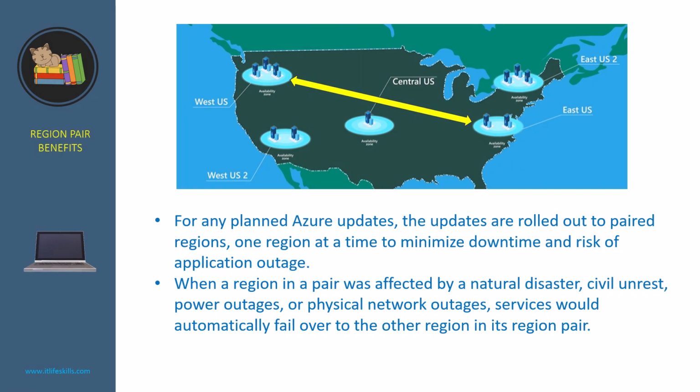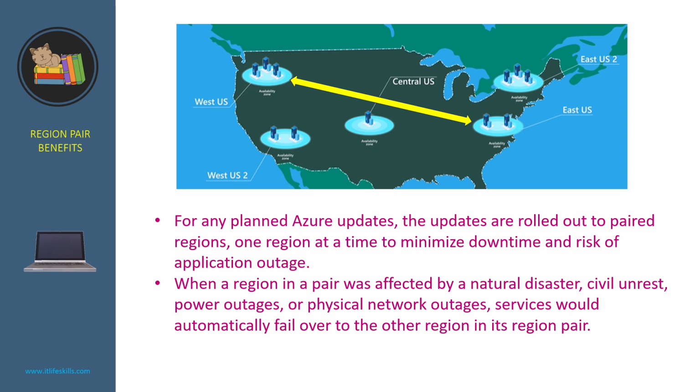Here are the two main benefits of Azure region pairs. For any planned Azure updates, the updates are rolled out to paired regions, one region at a time, to minimize downtime and risk of application outage. When a region in a pair is affected by a natural disaster, civil unrest, power outages, or physical network outages, services would automatically fail over to the other region in its region pair.